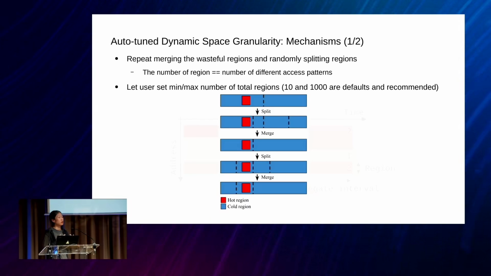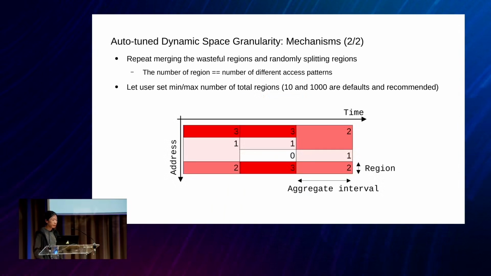And the number of regions becomes the same as the number of real different access patterns of the system and workloads. And further, we let users specify the minimum and maximum number of the total regions of the monitoring so that users can control the minimum and maximum overhead. We are setting 10 and 1,000 as the minimum and maximum numbers by default, and also recommending that. As a result, the visualization would look like this.